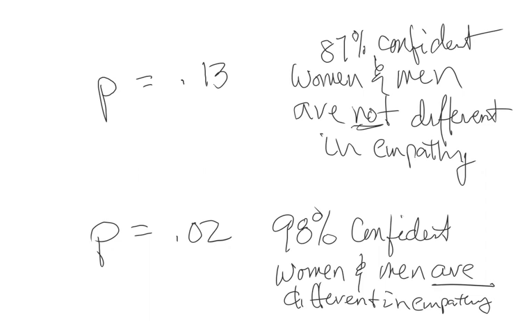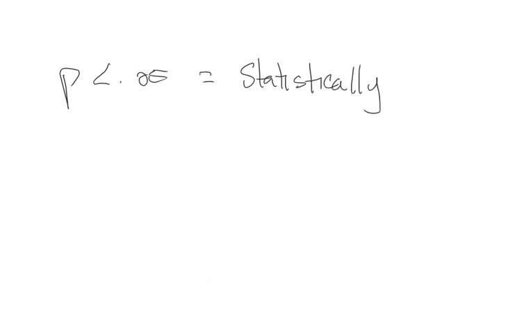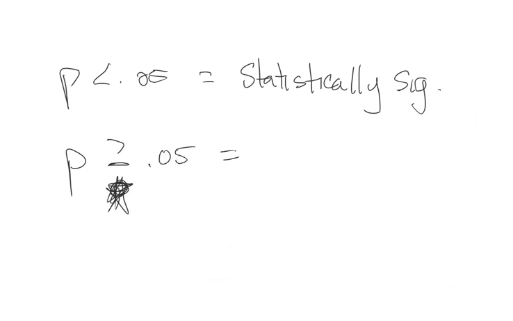So when you're reading your articles, this p-value is absolutely essential, because that's telling you p less than 0.05 equals statistically, these are very specific words, significant. P greater than or equal to 0.05, it's not significant. It's got to be p less than 0.05. So the wording is very specific.